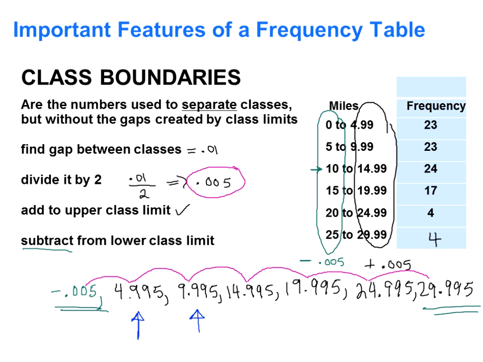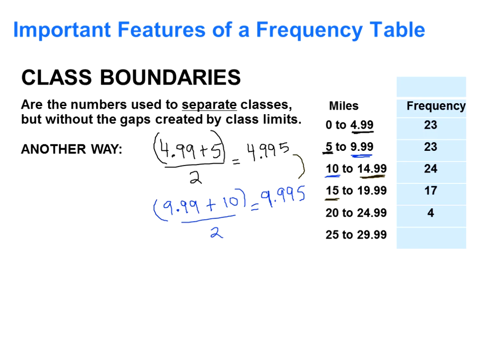However, if you're using the second method, then you don't have to worry about the gap or dividing it by 2. You can just take where one class ends and the other begins. And when you do that, you're adding them together, dividing by 2, you're finding where the middle of that is. And so that's the class boundary as well. So in the second method, you don't have to worry about 0.005.